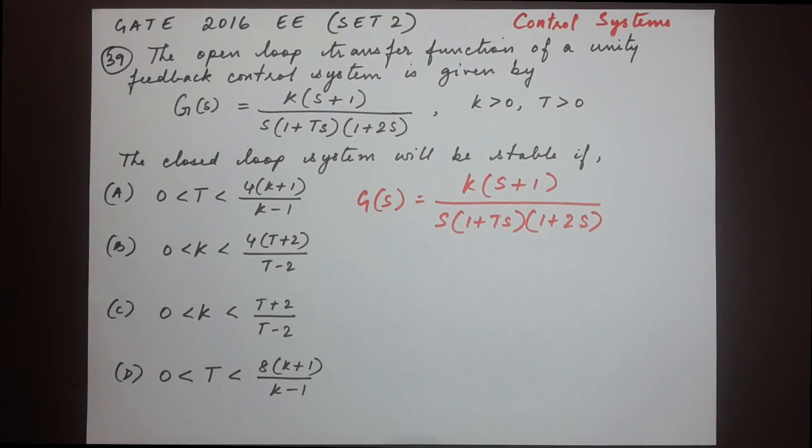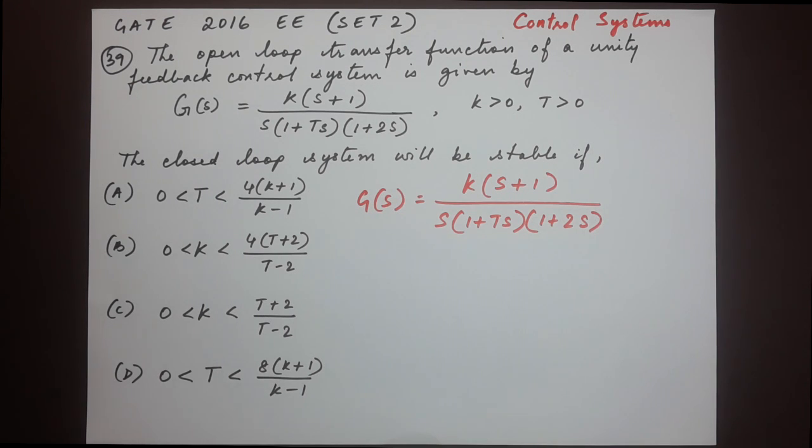Here's the next question, number 39. The open loop transfer function of a unity feedback control system is given by G(s) = K(s + 1) / [s(1 + Ts)(1 + 2s)], where K is greater than 0 and T is greater than 0. So the closed loop system will be stable if we have our 4 options.